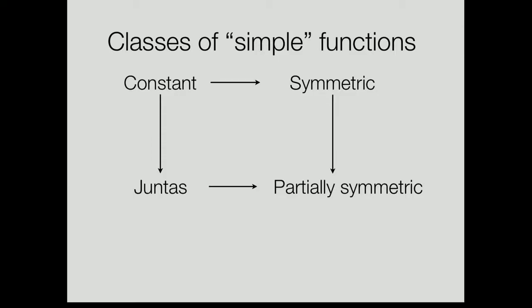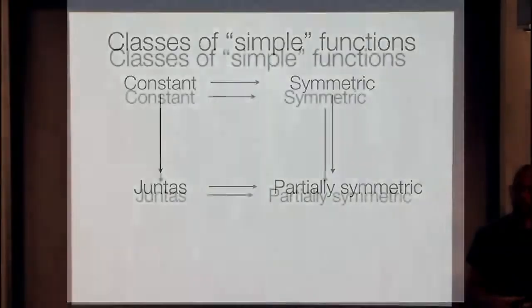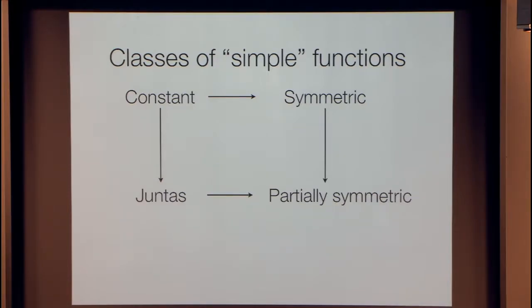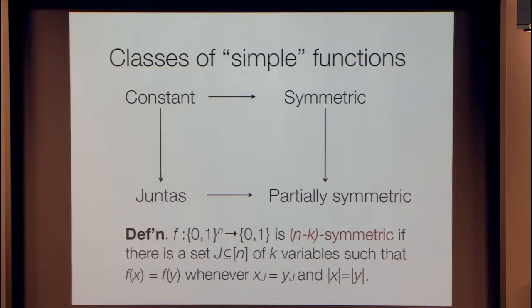So what is a junta? One way to think about it is that it's an almost constant function. There are only k variables, k coordinates, such that as long as you fix them, the function you get is constant, no matter what values you get. For juntas, if you fix the k, you get constant. And we want the same thing, where if you fix the k, you get something that's symmetric instead of constant. And this is how we can define this.